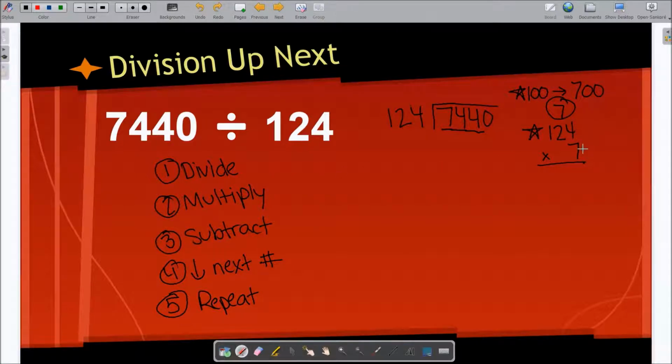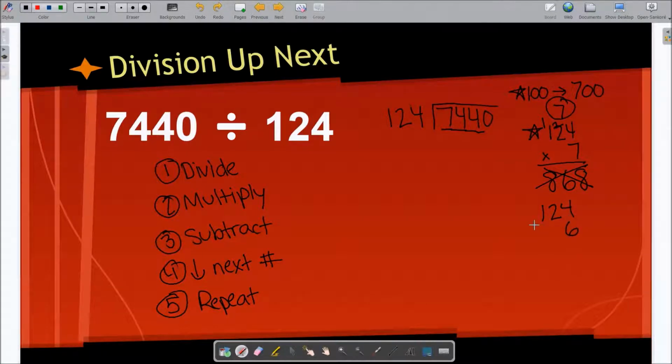So 124 times 7. 7 times 4 is 28. Carry my 2. 7 times 2 is 14, plus 2 is 16. I'm going to carry a 1. And 7 times 1 is 7, plus 1 is 8. So this is actually too big. I don't want to use that. So I'm going to try the next lowest.